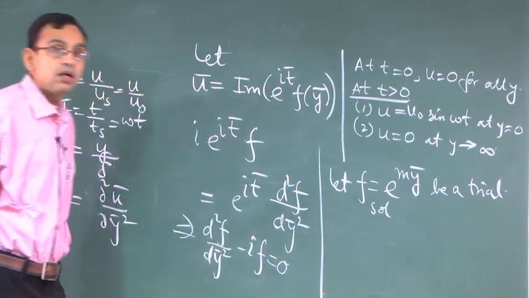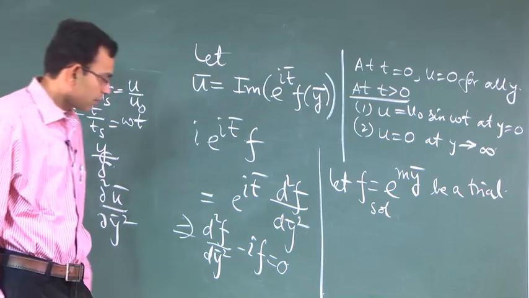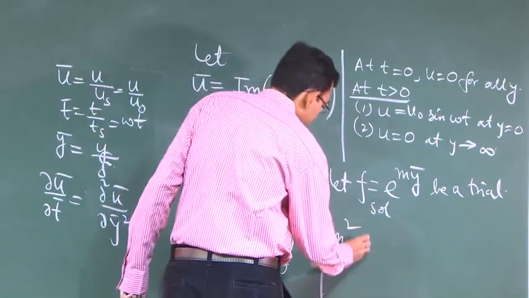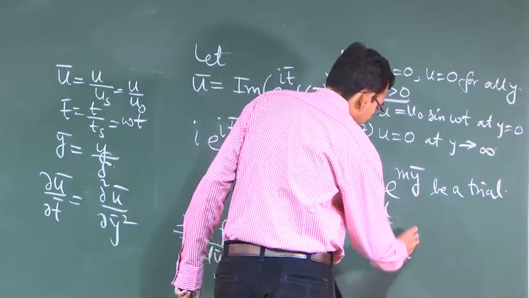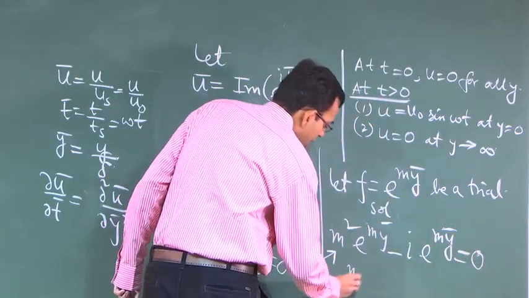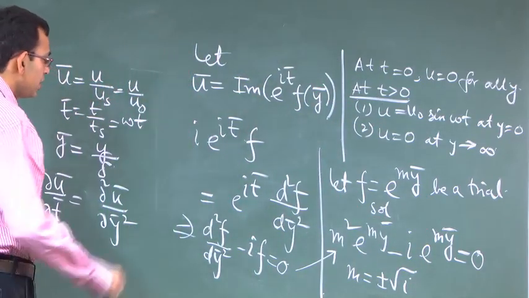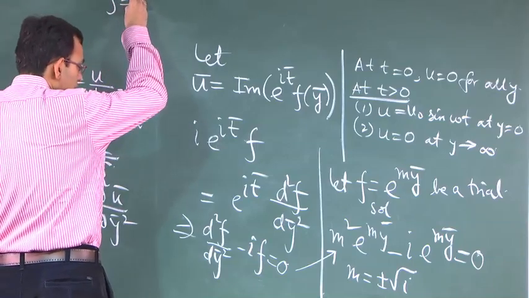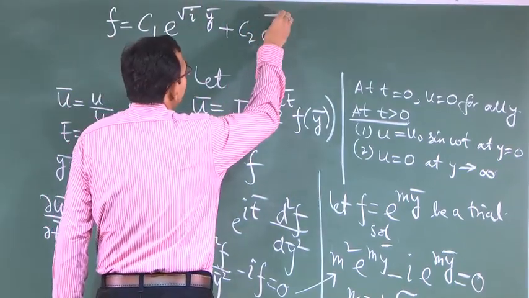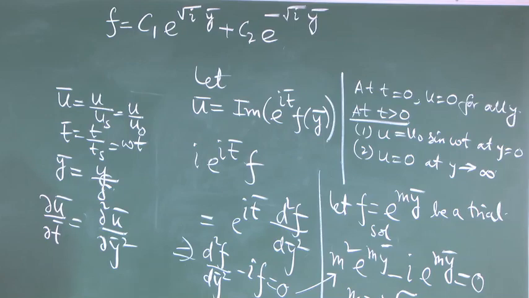This is a second order homogeneous ordinary linear differential equation. So, d2f dy2 is m square e to the power my minus I e to the power my is equal to 0 from here. So, m is equal to plus minus square root of I. So, the solution is f is equal to c 1 e to the power square root of I y bar plus c 2 e to the power minus square root of I y bar. This is the solution.